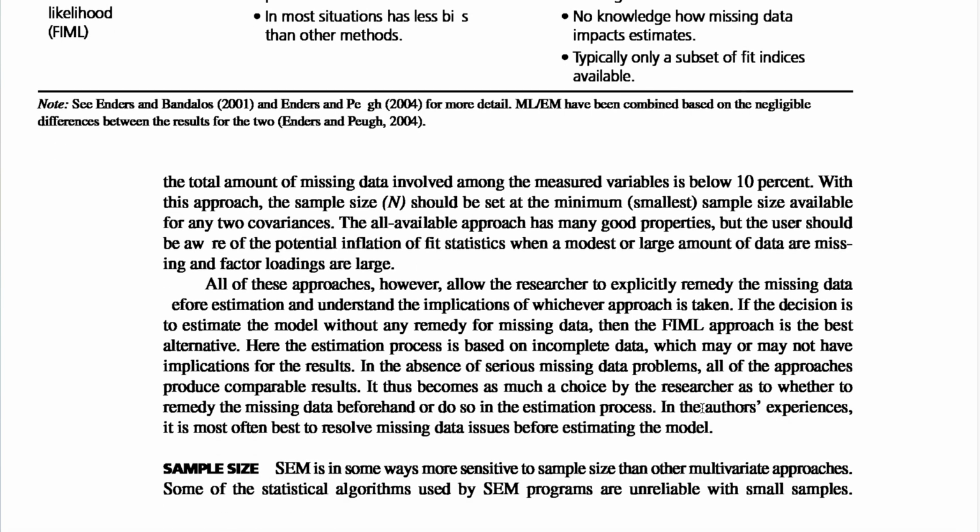The total amount of missing data involved among the measurement variables is below 10%. With this approach, the sample size n should be set as the smallest sample size available for any two covariances. The all available approach has many good properties, but the user should be aware of the potential inflations of its statistics when a modest or large amount of data are missing and factor loadings are large.